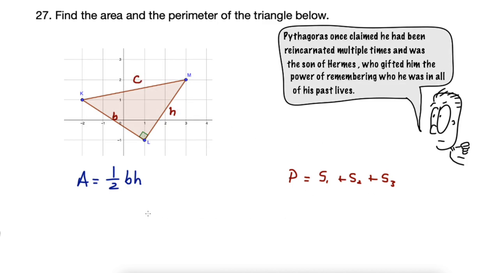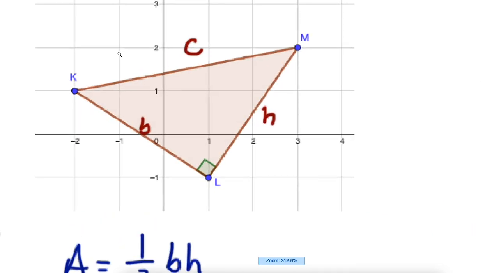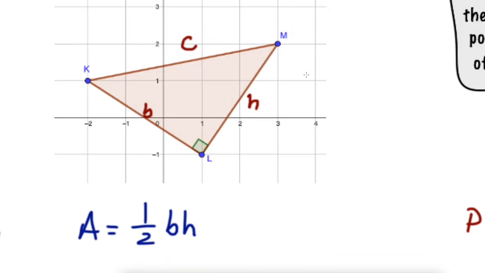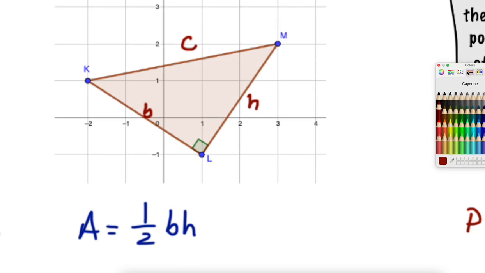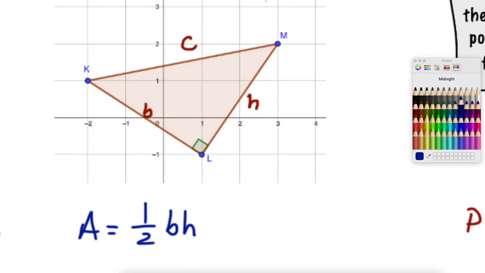Okay, so those are my 3 sides. So I have to identify these lengths. And we've learned how to find the distance between 2 points. So we can use the distance formula to find the distance between KL and LM and KM. But I hope you see that we can also now use the Pythagorean theorem, because the distance formula is just the Pythagorean theorem in a different form. So take a look at this. Let's do this first one. Let's do K to L.